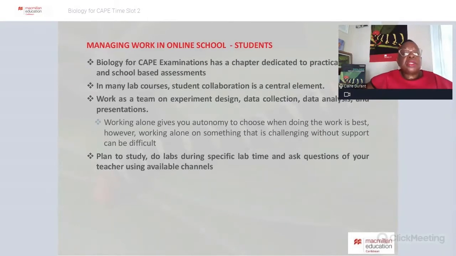Now, many students might say they want to work on their own, and now you're at home, you're working alone. However, working alone can be challenging if you meet upon areas that are very difficult. So I suggest that you keep reaching out to your teacher using available channels, and also try to form a work group with other colleagues, so that they can help you work through. Otherwise, it could be isolating just working on your own.